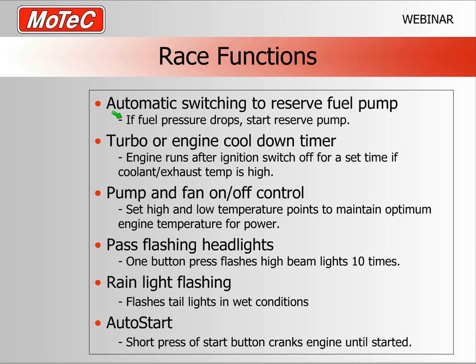Another simple function is a turbo or engine cool down timer. This is typically used when you stop the car. We want the engine to run while the turbo cools down, and these functions can easily be run by a PDM. We can run timed outputs which control relays. When the ignition is turned off, then these timed outputs will retain power to the fans for as long as is required and eventually stop the engine as well.